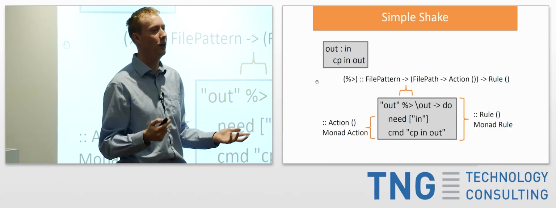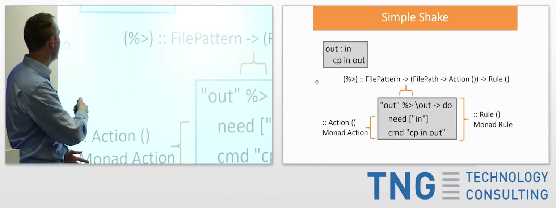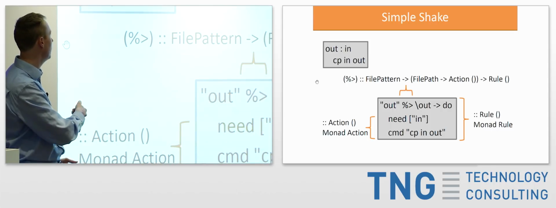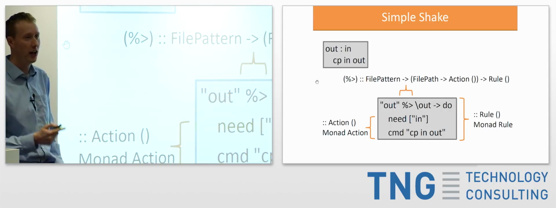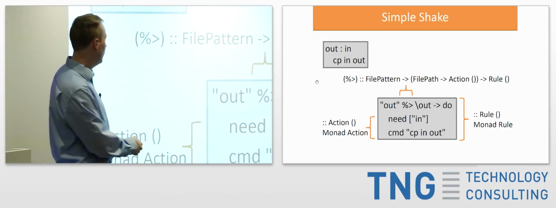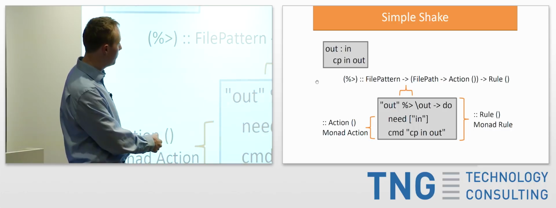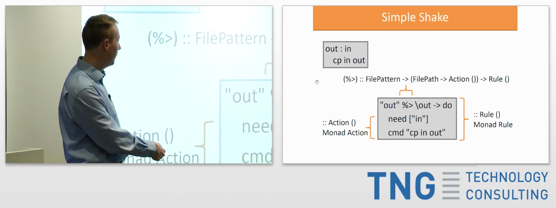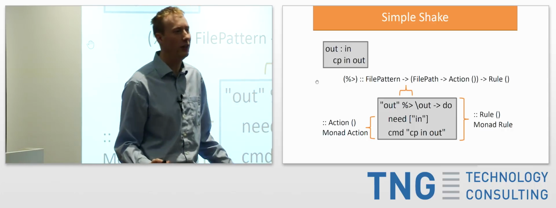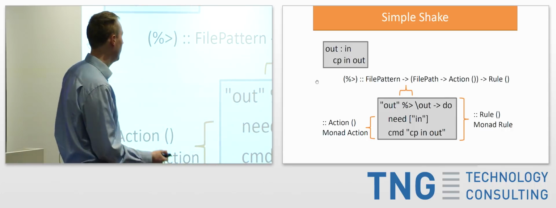So what does Shake look like? Well, make looks like this. So you say, to produce this file, I depend on these inputs, and I perform this action. Shake, if you kind of blur and ignore all the syntax, looks the same. To produce this output, I depend on this input, I run this command. It's kind of like a very verbose encoding of make at this level.